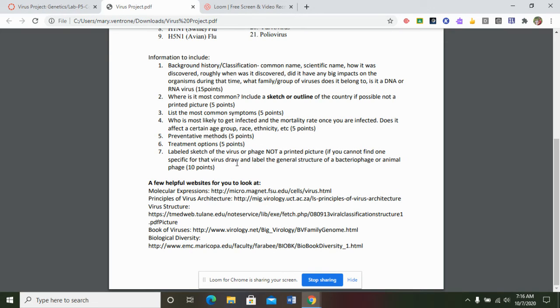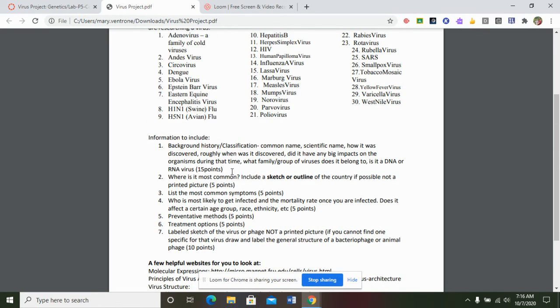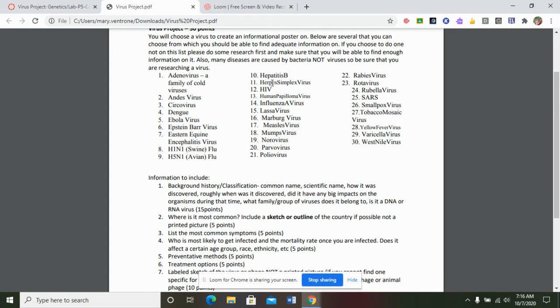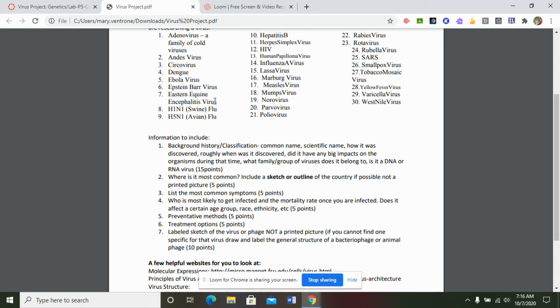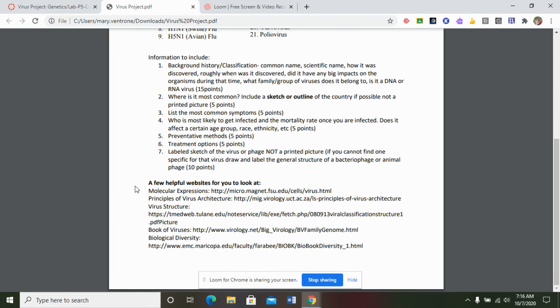And then a labeled sketch of the virus or phage, not a printed picture. If you can't find one specific for that virus, then find a general structure of a virus and you're going to label it. And that's going to be worth 10 points as well. I know that HIV, I've shown that phage to you guys a couple of times, so that would be an example of one that you could very easily find, but most of them come up with some type of a picture.